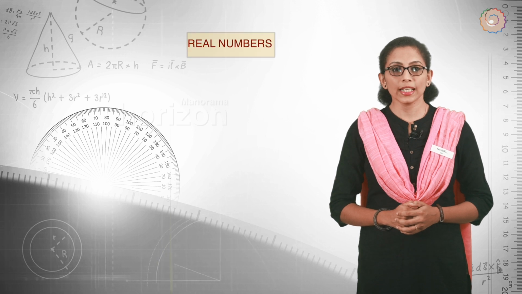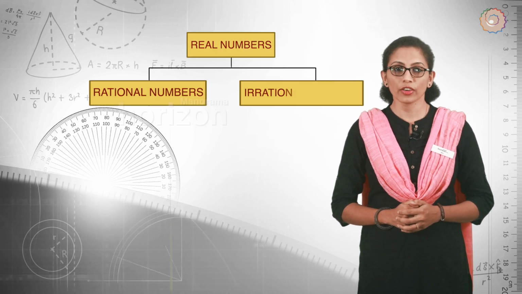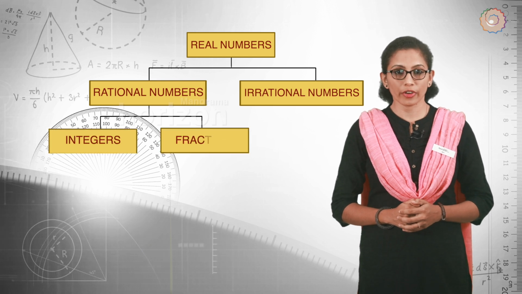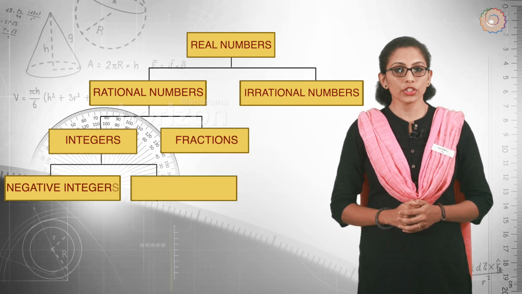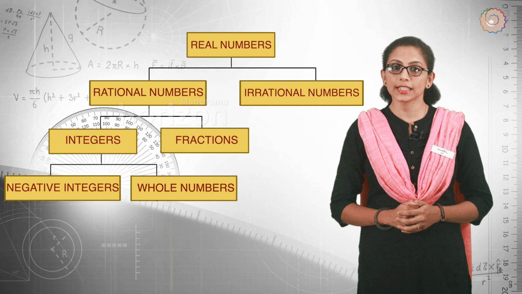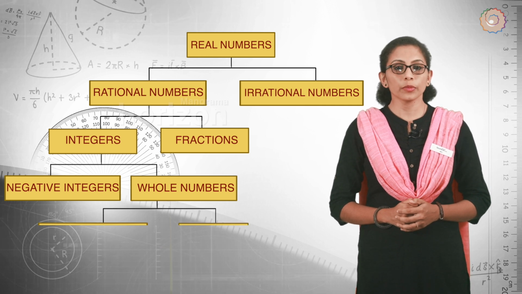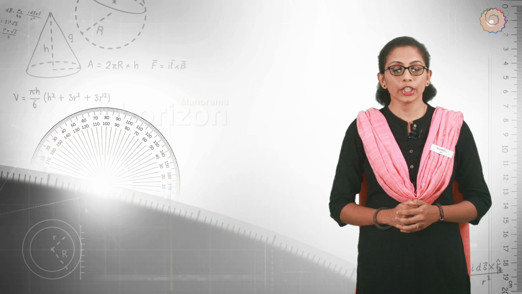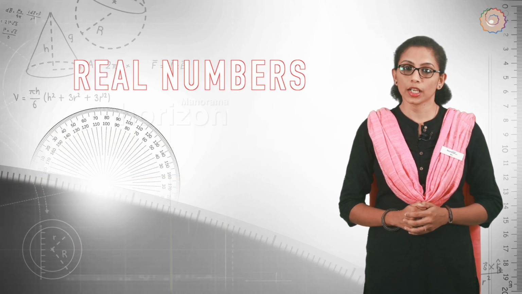Real numbers are mainly classified into rational and irrational numbers. Rational numbers include all integers and fractions. All negative integers and whole numbers make up the set of integers. Whole numbers comprise all natural numbers and 0. We continue our discussion on real numbers.